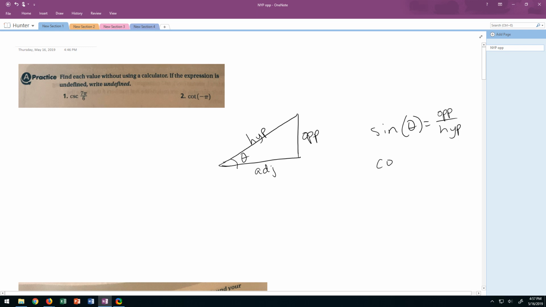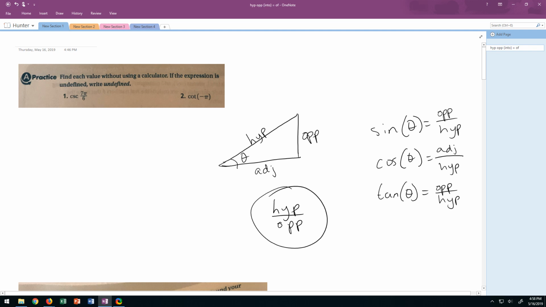We define the cosine of theta to be equal to the adjacent over the hypotenuse, and we've defined the tangent of theta to be equal to the opposite over the hypotenuse. Now, there's some other ratios we could come up with. After all, this isn't all of them. What about the ratio of the hypotenuse on top to the opposite? We haven't included this ratio in our list of trigonometric functions yet.